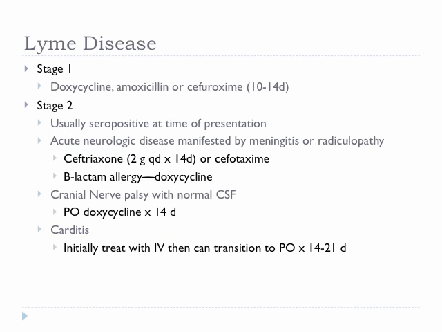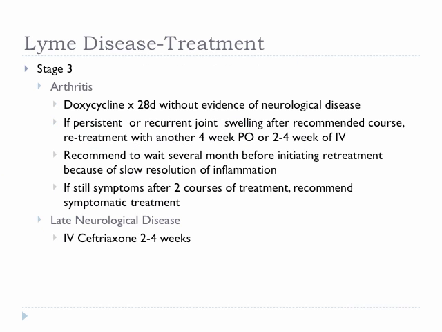So the most important thing to remember here, that I saw emphasized a lot, is the cranial nerve palsy. Without any signs, you can treat with PO doxycycline. With stage 3, I think the most important thing to remember is this arthritis is the only time that you use retreatment. You treat initially with 28 days of doxycycline if they have no evidence of neurological involvement.